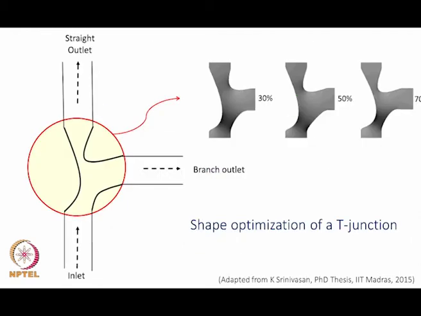Yet another example that we can consider. Let us say that we have a simple T junction. Flow is coming in straight through this, and it has to split into the side branch and the straight branch. Usually the process requirement will tell us how much we want to go into the straight and how much into the branch. But what can we do as design engineers? Can we design a junction in such a way that the flow which is coming in will go automatically into this and automatically into this?